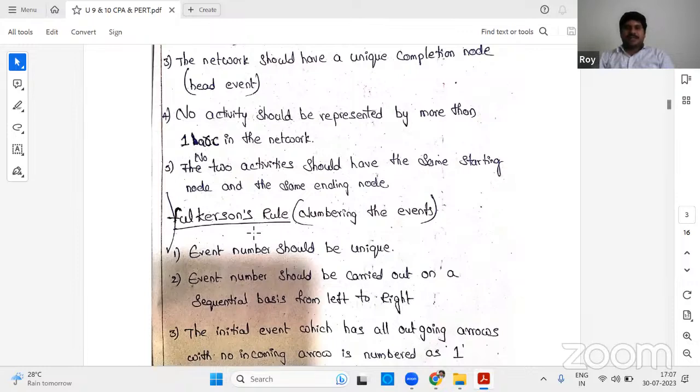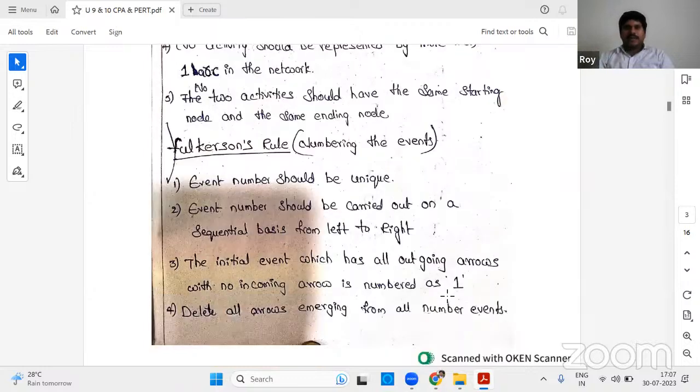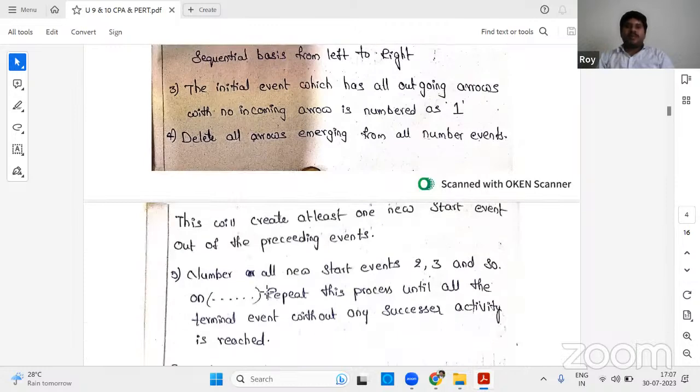And Fulkerson, his name is Fulkerson, he gave these rules. How should we do it? Event numbers should be unique, and should be carried out on a sequential basis from left to right, in the arrow direction. The initial event which has all outgoing arrows with no incoming arrow is numbered as 1. The initial node, let us say I to J, should be the first node, that is the starting activity. Delete all arrows emerging from the numbered events, then number all the new start events, events 2 and 3, and so on.